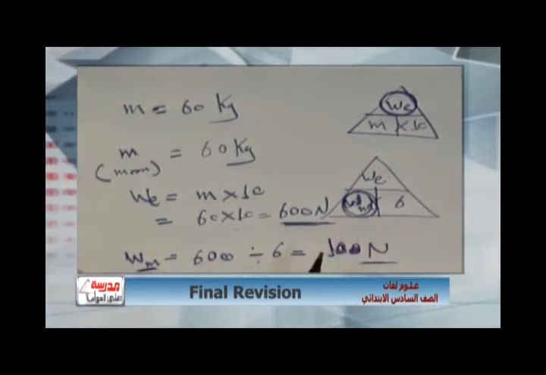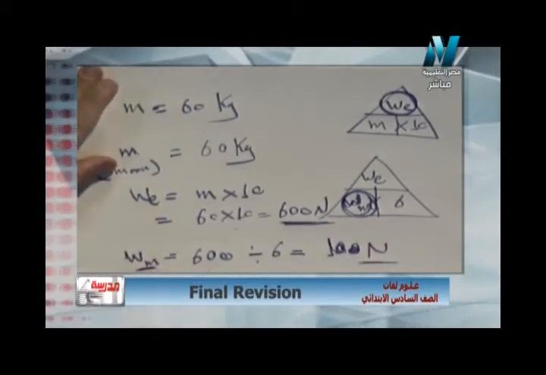Why? Because both weight on the earth and weight on the moon are measured by Newton. Again, mass is measured by kilogram as a unit and weight is measured by Newton also as a unit. Please concentrate and try to solve more problems today of mass and weight. I'm sure they will be very easy if you practice more and more.